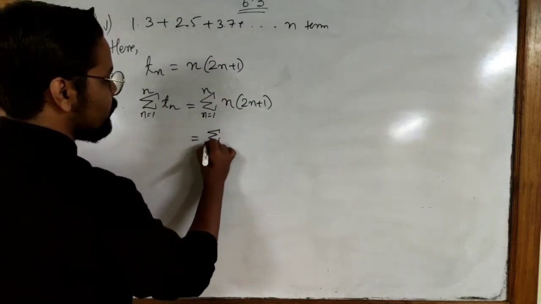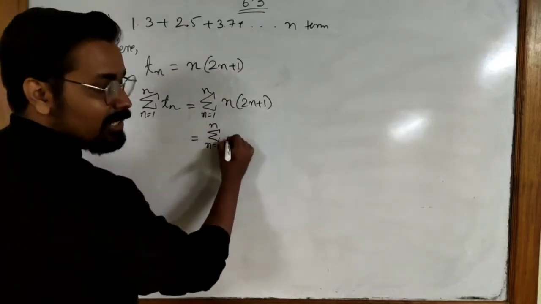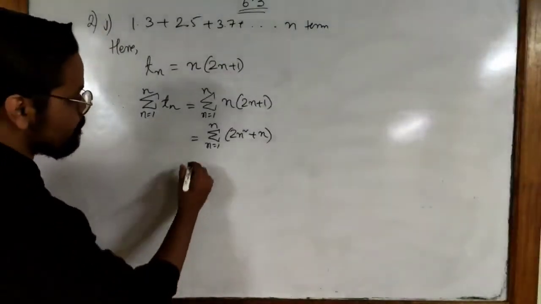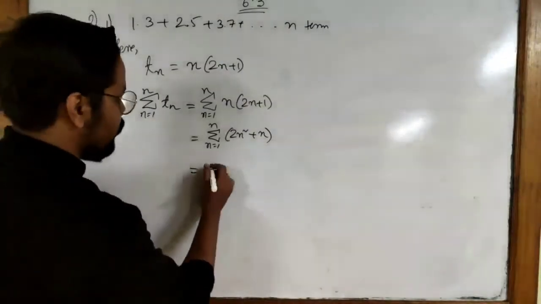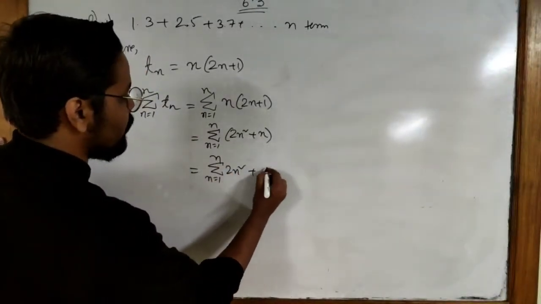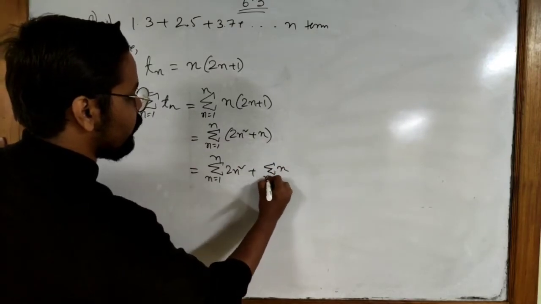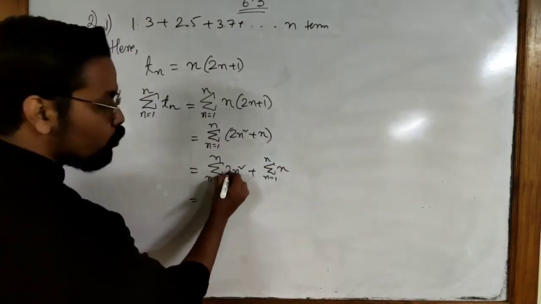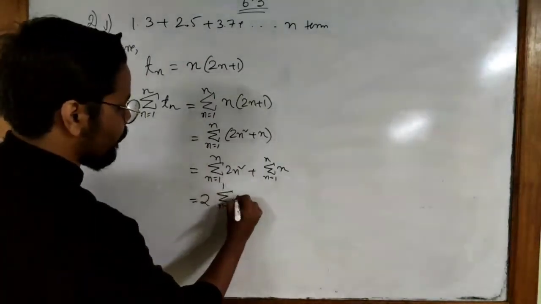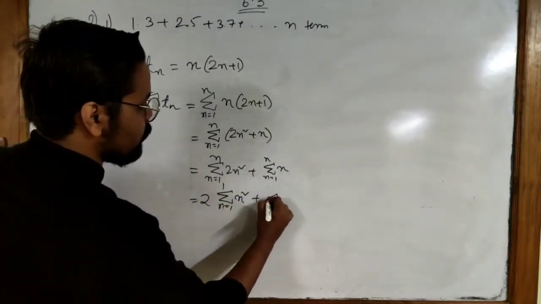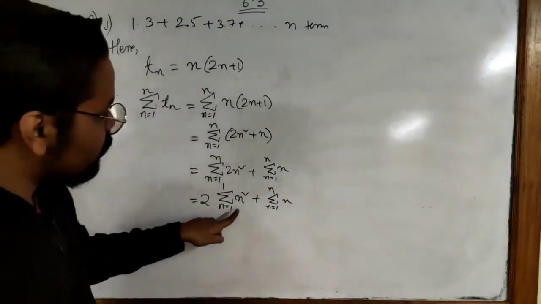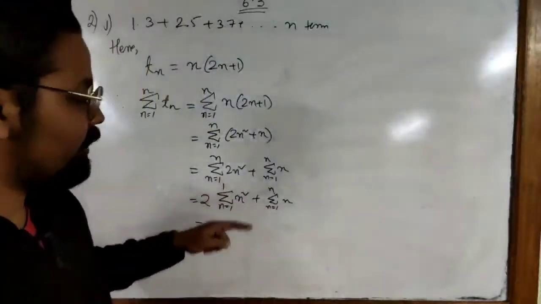So let's keep summation n equal to 1 to n. If you break the bracket, you will get twice n square plus n. Okay. So now let's split it out. By splitting, we will get twice summation of n square plus summation of n. So 2 is constant, so let's take 2 out. It is summation of n square plus summation of n.